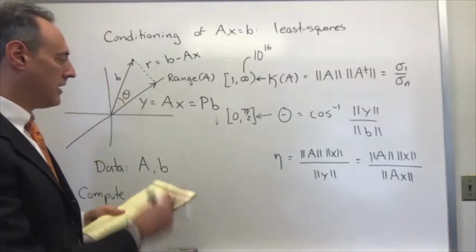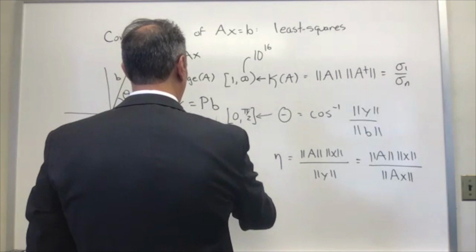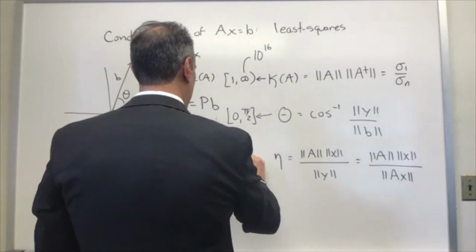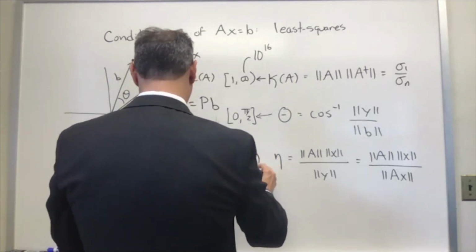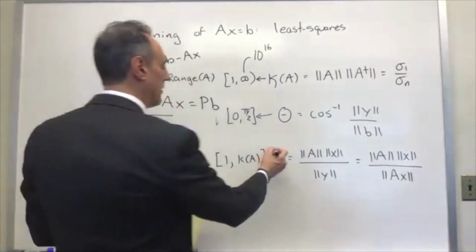And finally, this eta value here goes from 1 all the way up to the condition number of A. So that's its range of values.